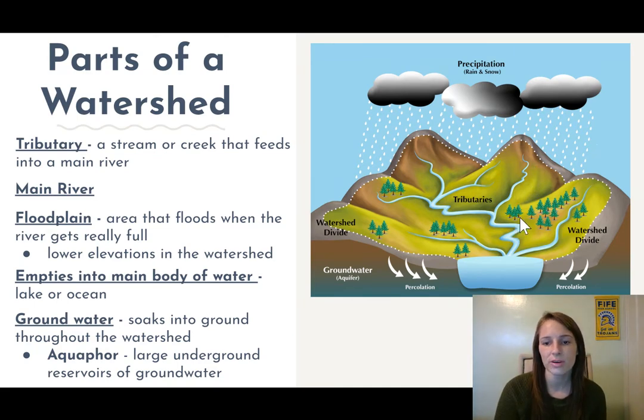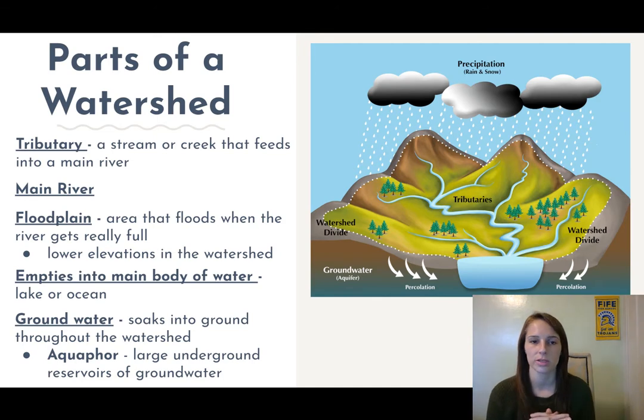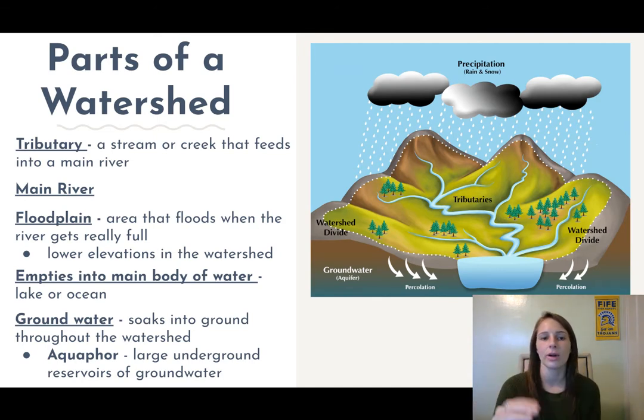Now, in addition to all the rivers and streams and getting to a main body of water, another part of a watershed is actually going to be the groundwater. And that's the water that soaks into the ground all throughout the watershed. So if we look at this, the little white dots are going to be the boundaries of this watershed. Any water that soaks into the ground is going to be considered part of this watershed, and ultimately it's the groundwater. And even through this groundwater down here, there are large underground reservoirs of groundwater, and those are called aquifers. And so all of these parts together are going to be making up the whole watershed of this specific place.